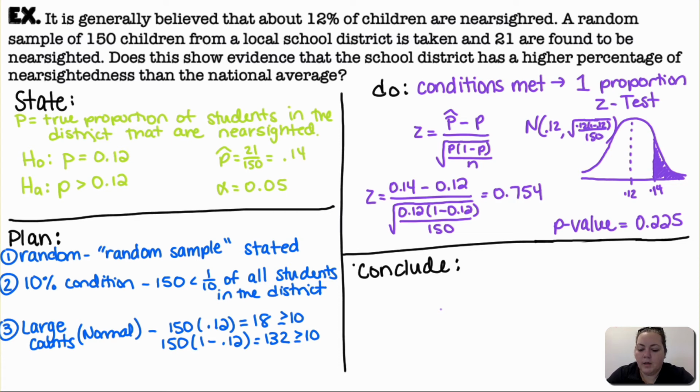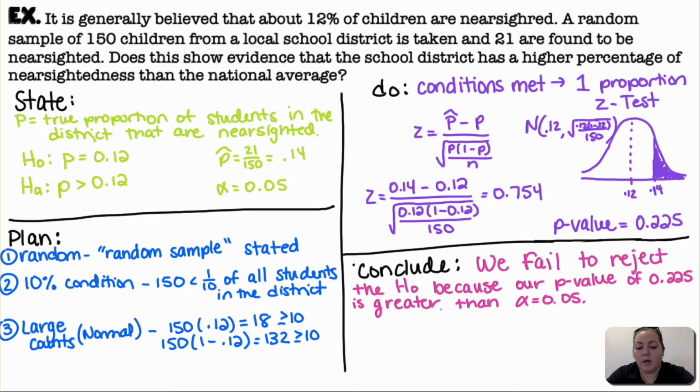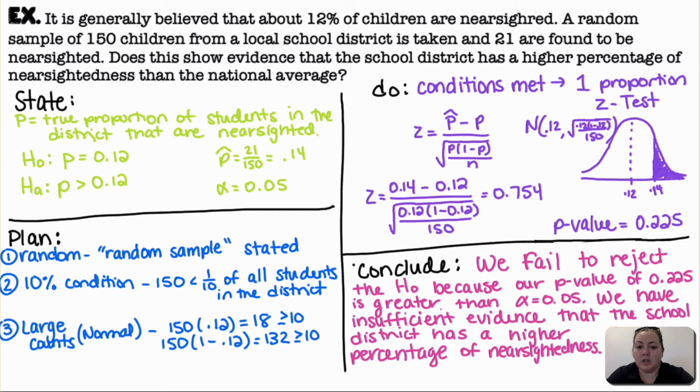So then we can write our conclusion. We fail to reject the null hypothesis because our p-value of 0.225 is greater than our alpha value of 0.05. And since we're failing to reject the null hypothesis, which means I can't rule the null hypothesis out, I do not have enough evidence to support the alternative.